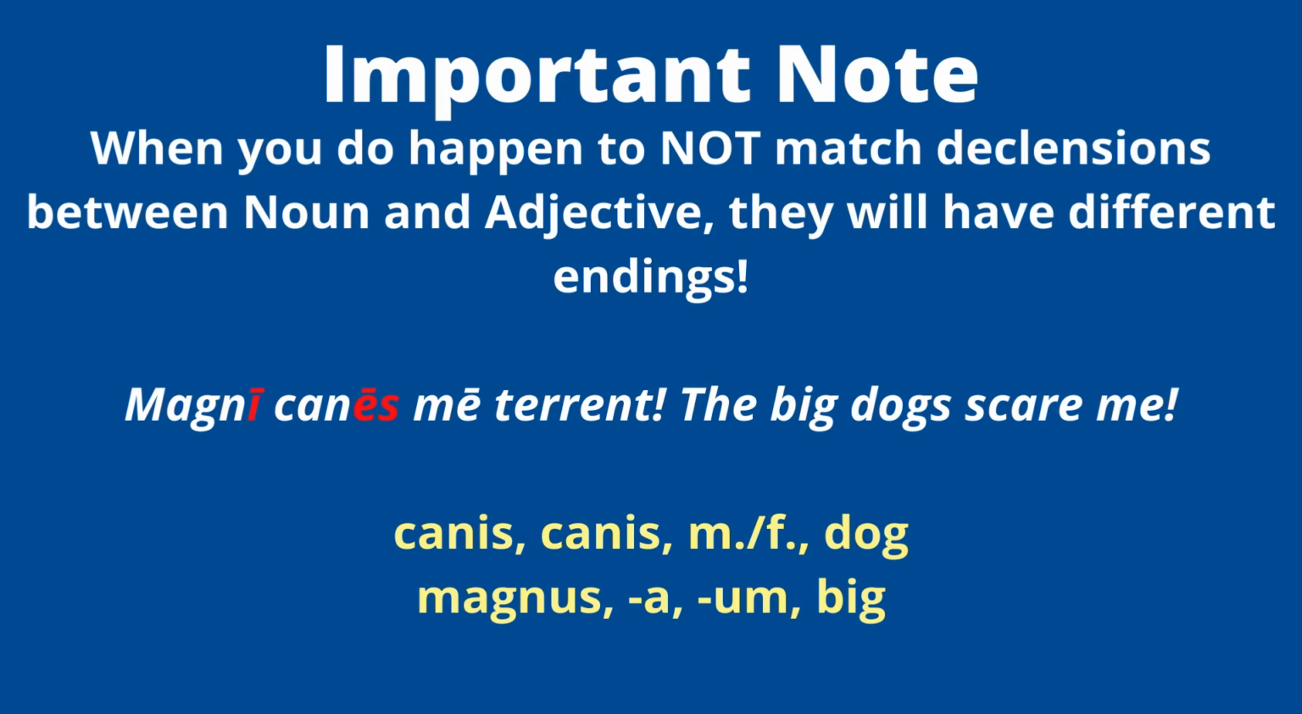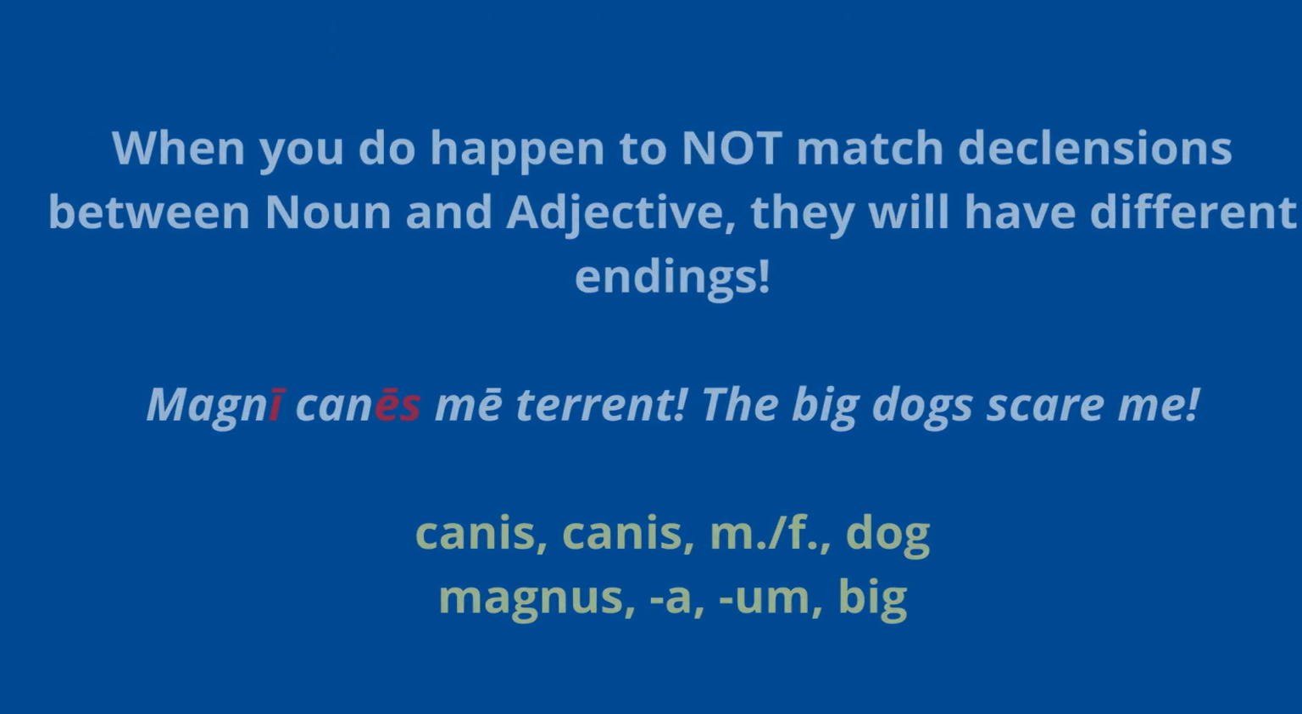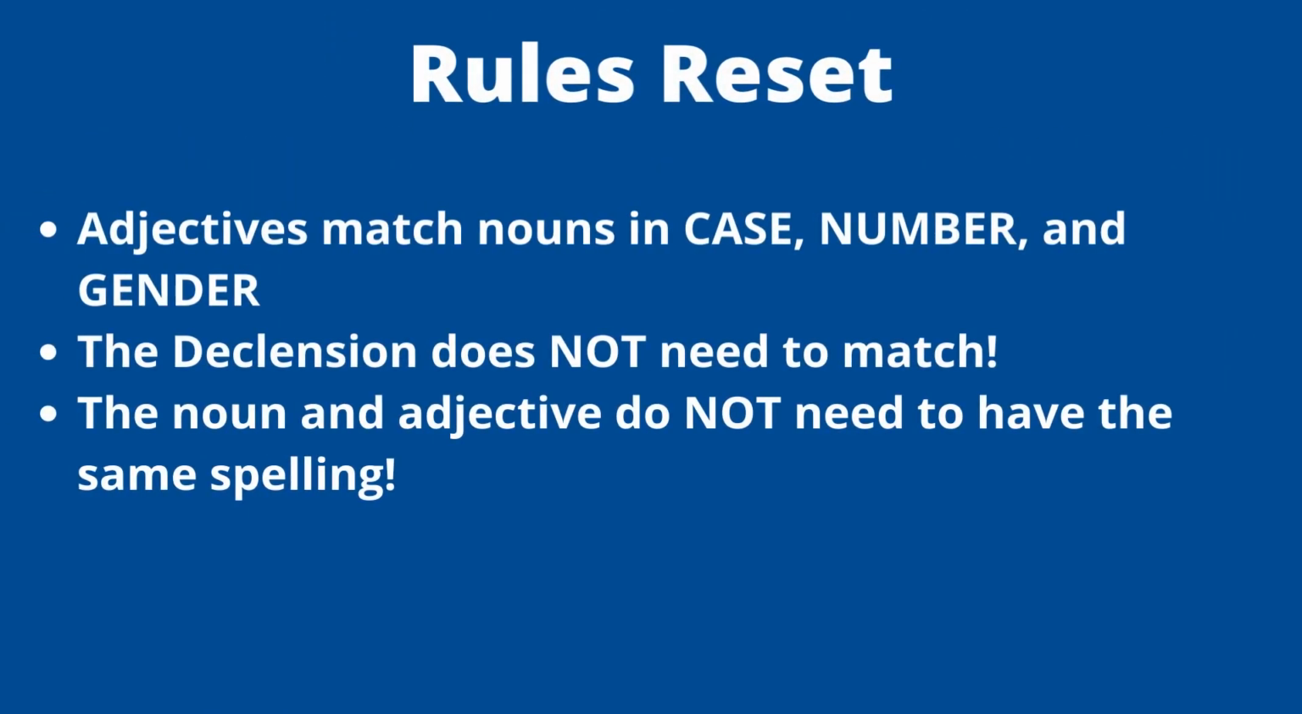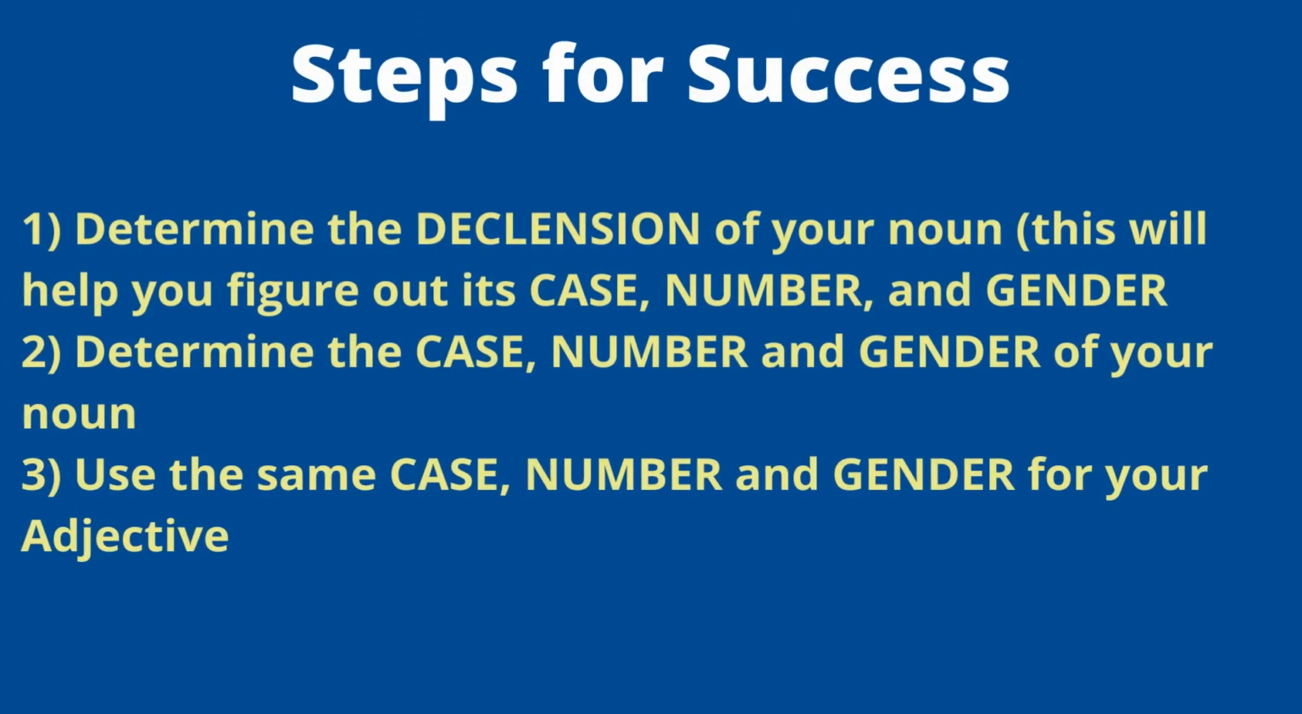You're only worried about case, number, and gender, but if you do happen to match up the declension, you're going to notice that more often than not, the endings are the exact same. This is probably a good time to pause and reset the rules we've been talking about. Adjectives match nouns in case, number, and gender. Declension does not matter. They don't need to match. It matters so you can figure out what the ending is, but they're not going to match. And the noun and the adjective do not have to have the exact same spelling. It sounds weird, but that's totally fine.